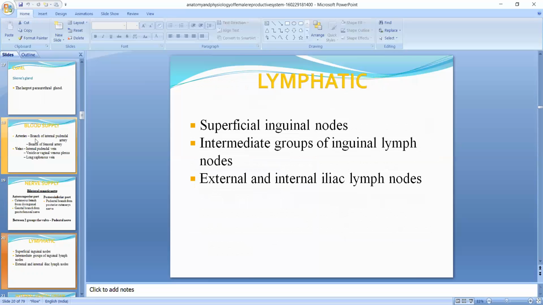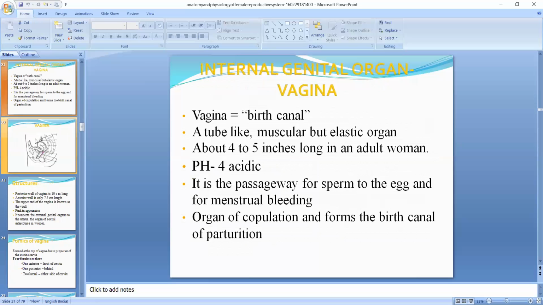Lymphatic drainage is to the superficial inguinal lymph nodes. Now we will start the internal genital organs. First is the vagina. Commonly, it is called the birth canal.